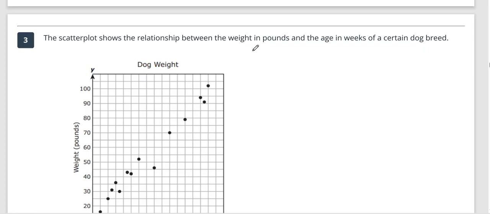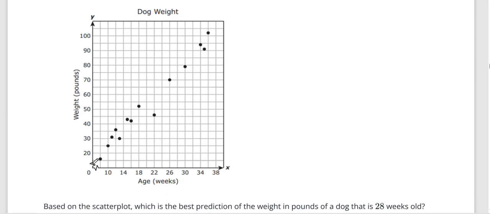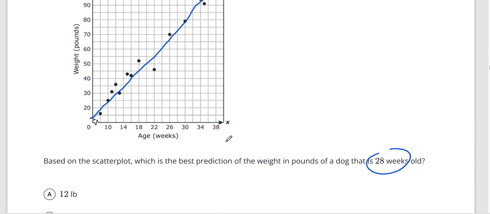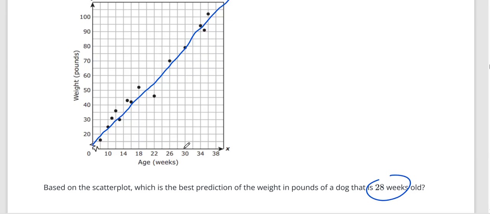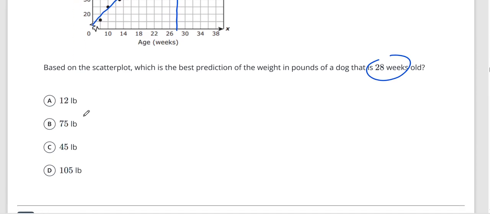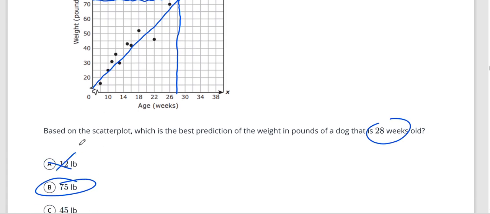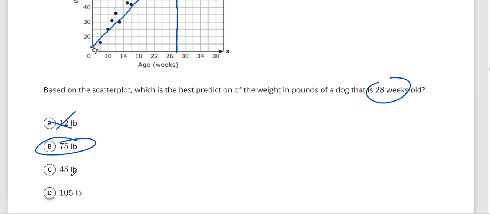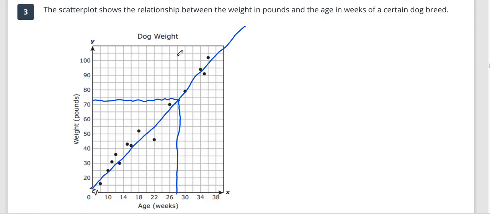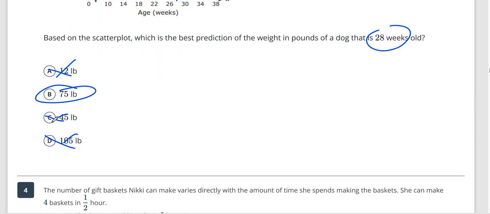Okay, a scatter plot shows the relationship between the weight in pounds and the age in weeks of a certain breed. Okay, so we draw a straight line through here, try to do freehand, kind of something like that. 28 weeks, so look for weeks. 28 is between 26 and 30, counted by 2s: 26, 28, 30, 32, 34. I go up to roughly where my line would be and come over here, roughly about 73, 75. 75 looks good. At 28 weeks, 12 is way too low. 45 is about right here, no way. And 105 would be somewhere up here, no way. Those are all easy, that's wrong.